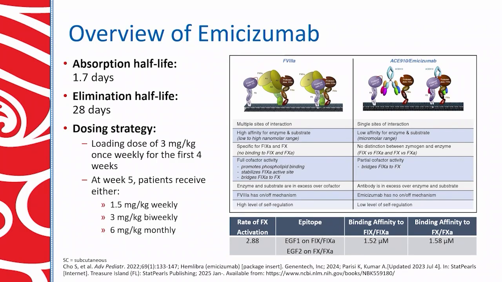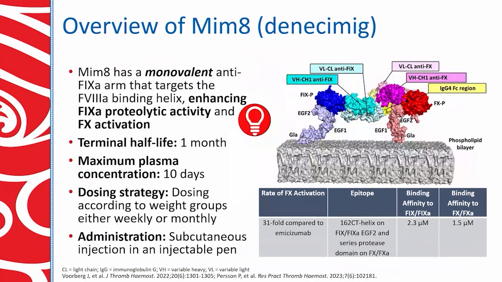Its task is to bridge factor IXa to factor 10 and to generate thrombin. This is achieved with a dosing strategy, including a loading dose of 3 milligrams per kilogram body weight given at weekly intervals for 4 weeks, and then followed by a maintenance dose, which can be given weekly, biweekly, or monthly.